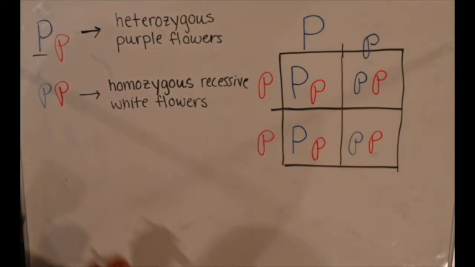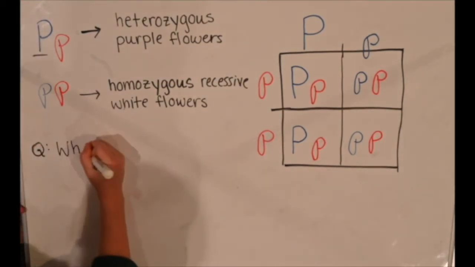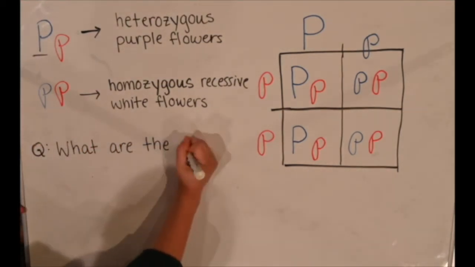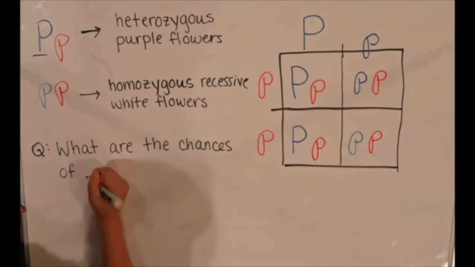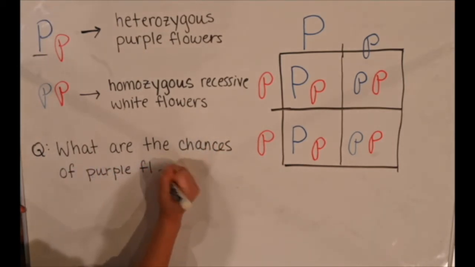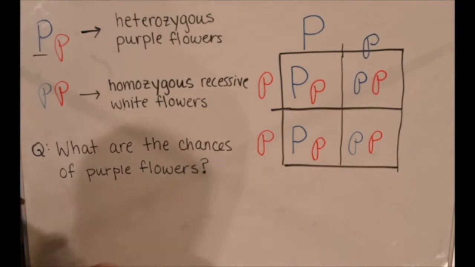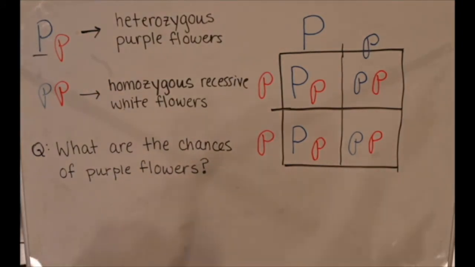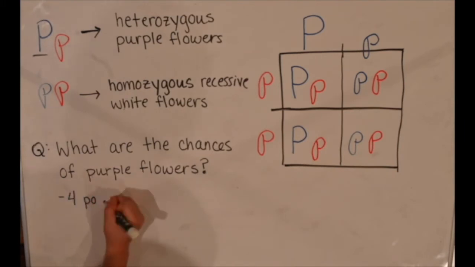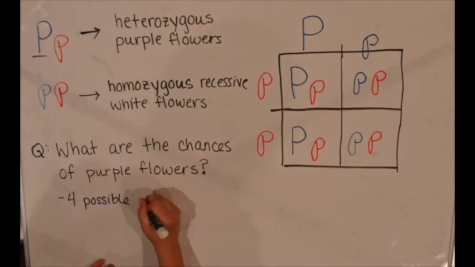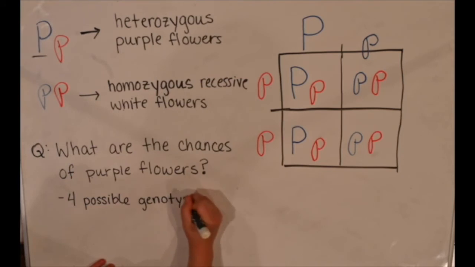Now we can start answering some probability questions regarding the offspring's possible genotype or phenotype. In this case, we're asking what are the chances of the offspring having purple flowers? We can see from the Punnett square that we have 4 possible allele combinations, 2 being a heterozygous genotype and 2 being a homozygous recessive genotype.